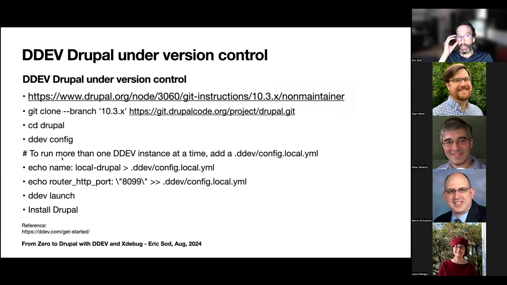To run more than one DDEV instance at a time, add a config.local.yaml, quite simple. These are just two quick echo steps to add that file in, not a big deal. ddev launch and install Drupal or Drush site install, whichever you prefer. But then you'd have Drupal that's actually under version control, the same Drupal that the maintainers work on.